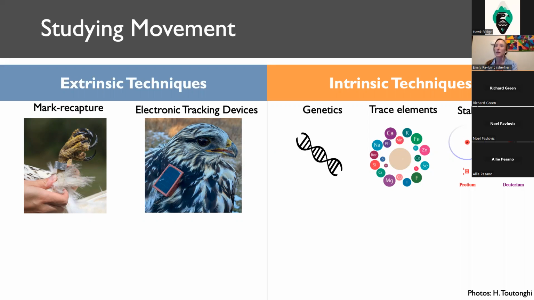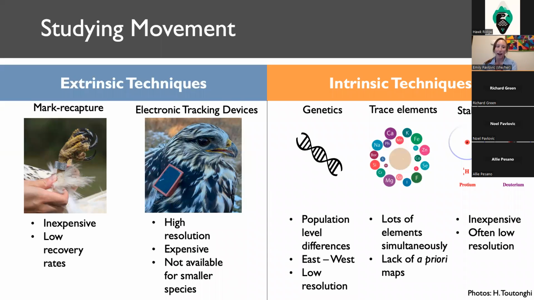We tend to think about those as being extrinsic techniques, so things that you attach to a bird to learn about their movements, and then intrinsic techniques, which are things like genetics and trace elements, things that are inherent about a bird. I'm not going to go into a whole lot of detail tonight about each of these different techniques, but I'll just say that all of them have pros and cons associated with them. Depending on the question that you're asking, you may want to use one over the other or use multiple of these techniques.